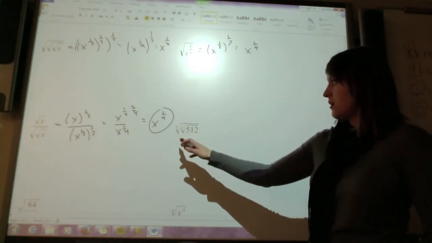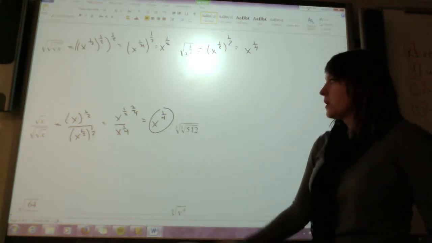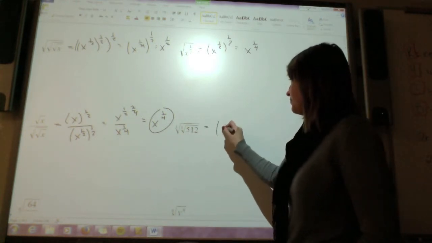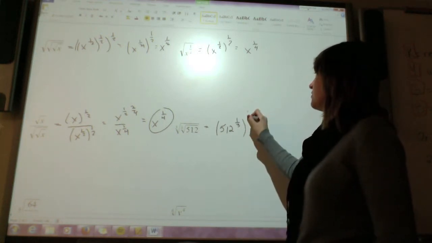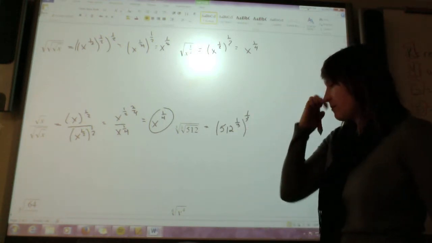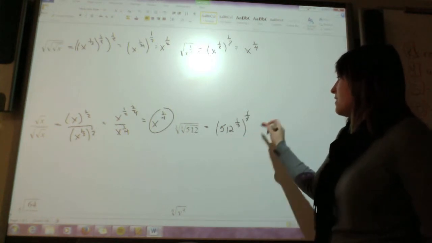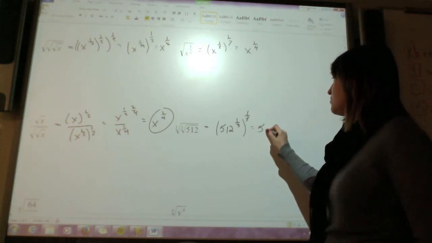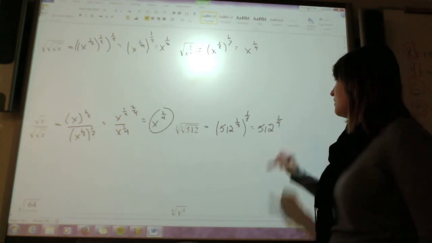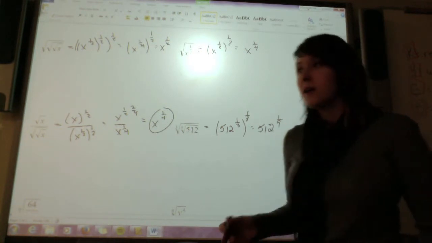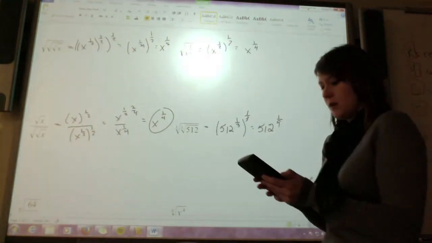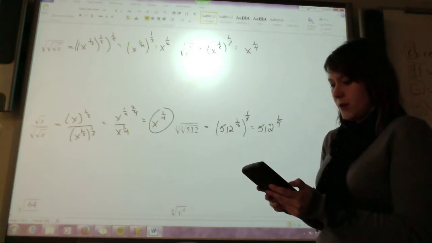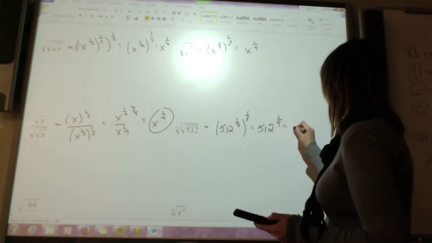Alright, these ones are a little bit trickier because now I'm talking about cube roots. So if I rewrite this, this is going to be 512 to the cube root, which is to the 1/3, to the cube root again, which is 1/3. So if I rewrite that, that's going to be 512 to the 1/9. If I just plug that into my calculator, 512 to the 1/9 gives me 2.